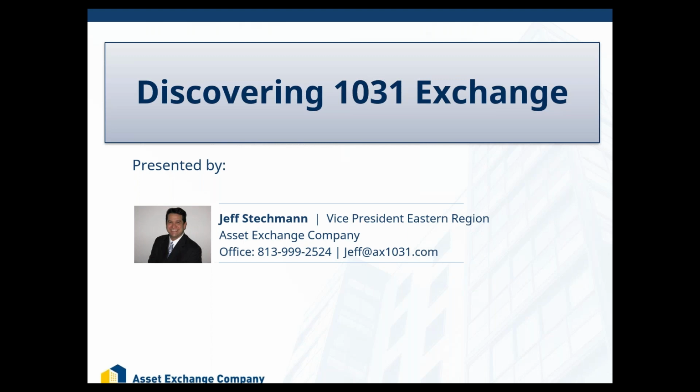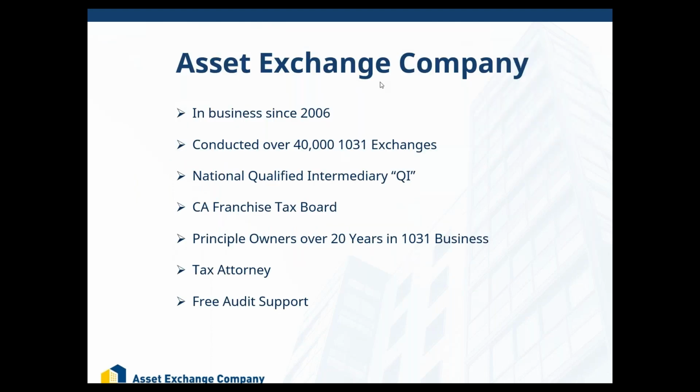Now, let me give you a little bit of information about who we are. We're Asset Exchange Company. We've been in business since 2006, and over the course of our existence, we've done about 40,000 1031 exchanges. It's all that we do. We don't provide any type of financial services or any type of closing services. In the industry, we're known as a qualified intermediary, QI for short. Depending on the area of the country that you live in, you may hear people refer to us as an accommodator. Another common term is a facilitator, or just simply an intermediary. But most often people just refer to us as a QI.